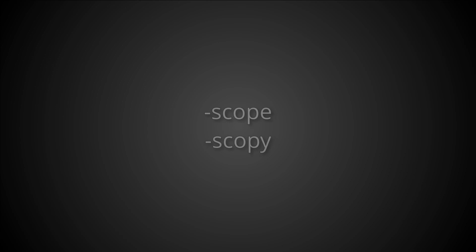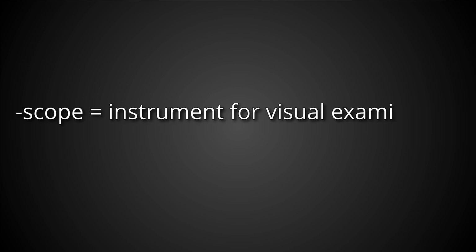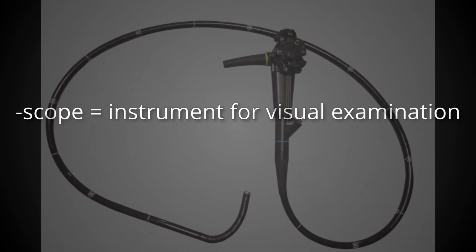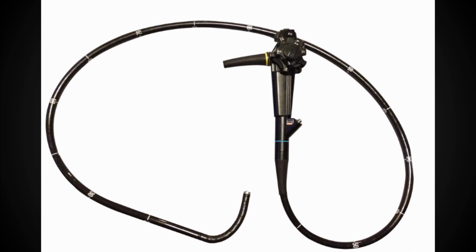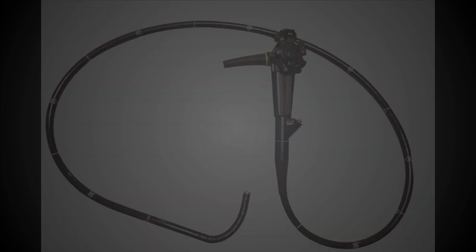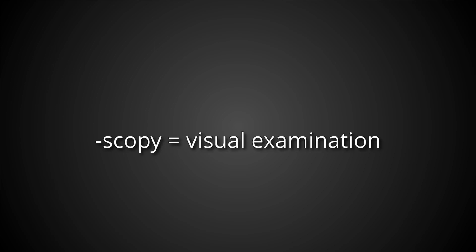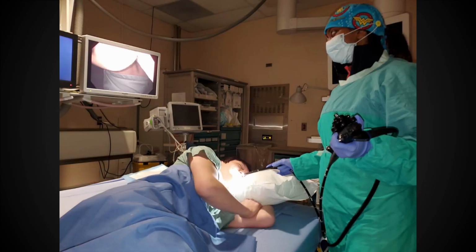The suffixes scope and scopy follow a similar pattern as well. Scope means an actual instrument that is used for visual examination. This includes an endoscope, which is an instrument used to visually examine internal structures. Whereas on the other hand, scopy means a visual examination, so an endoscopy is the visual examination of internal structures.